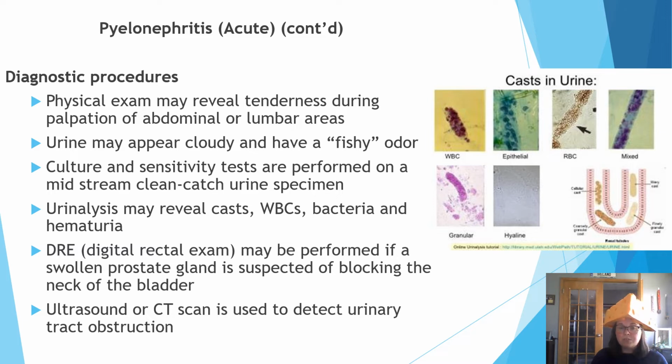And for men, a digital rectal exam could be performed. A DRE is performed if a swollen prostate gland is suspected of blocking the neck of the bladder. Also, an ultrasound or CT scan is used to detect any urinary tract obstructions as well.